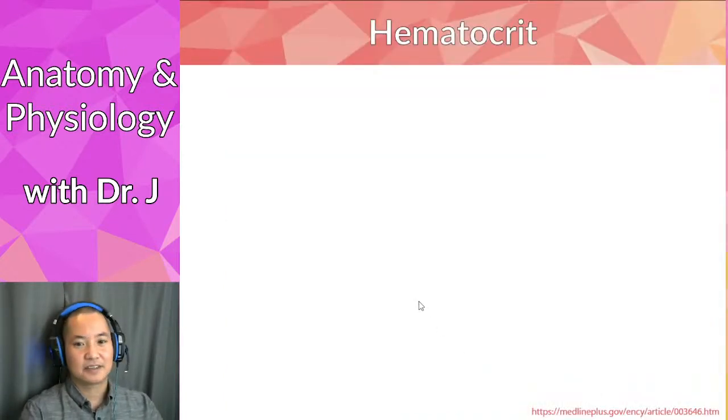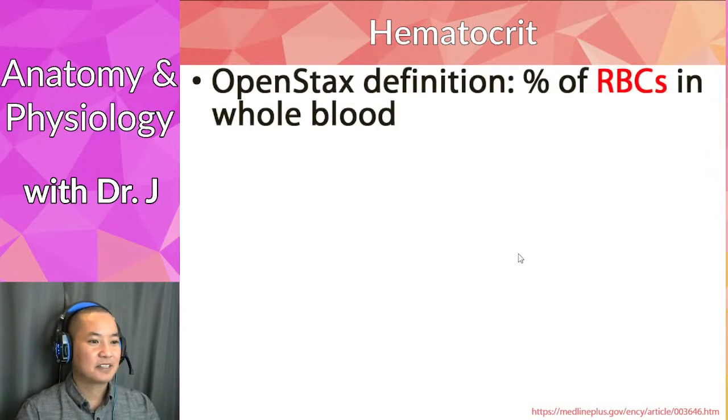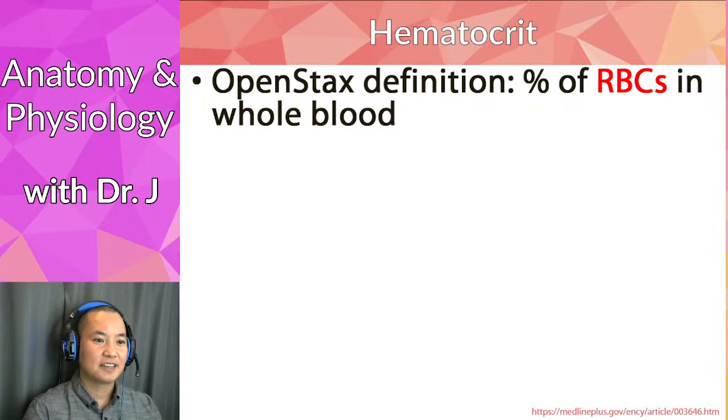Now let's talk about something called hematocrit. The OpenStax definition is the number of red blood cells in your whole blood. So you take a whole blood sample, you centrifuge it, and then count the volume of red blood cells. And then you have to represent it as a percentage. That's the typical measurement of hematocrit, as a percentage.